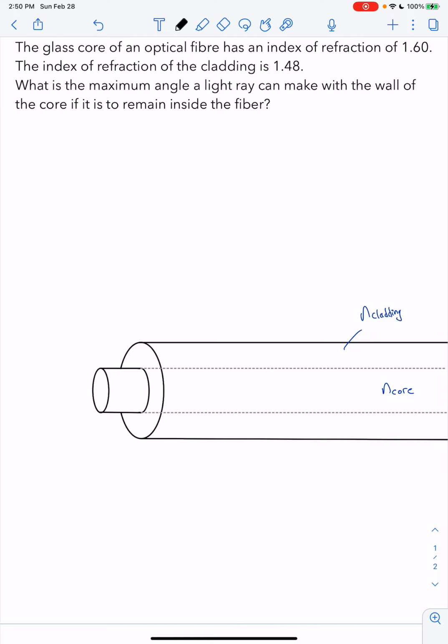Remember, for this whole device to be useful, the light has to be contained within that core so it can transmit information down the wire. If it escapes, the whole thing doesn't work very well. So this relies on the idea of total internal reflection. So let's just remind ourselves what the critical angle is.